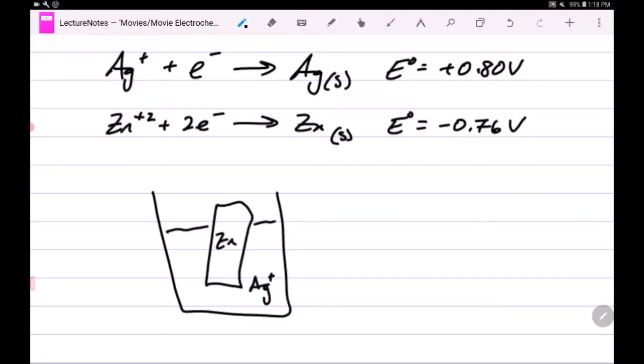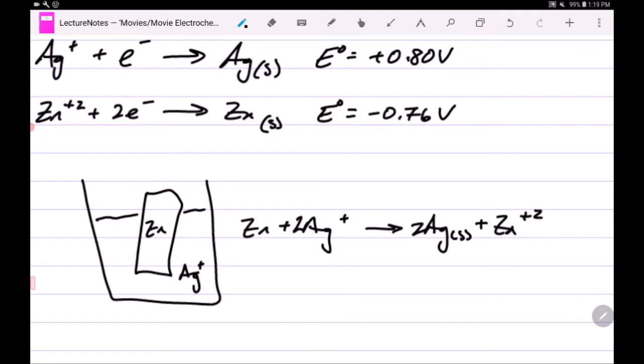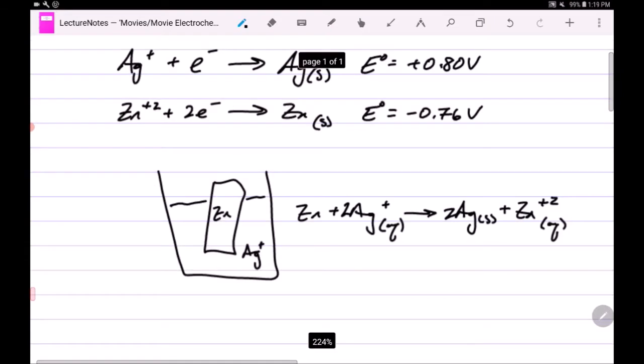If we were to put some zinc metal in a solution containing silver ions, the net reaction would be that the zinc would turn into ions and the silver would plate out. Now the silver would start coating the piece of zinc more than likely. Why?